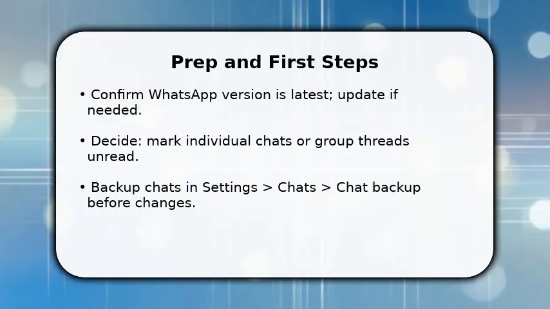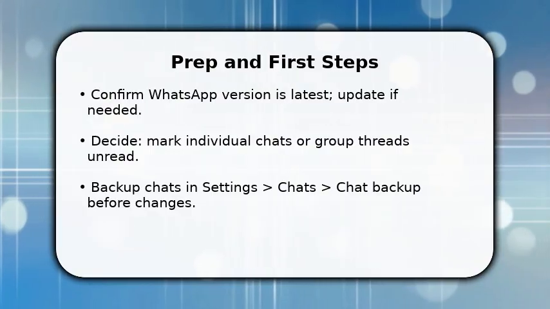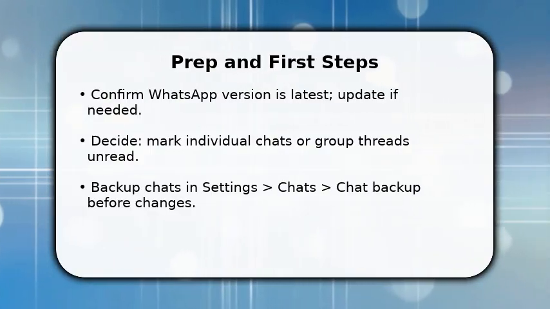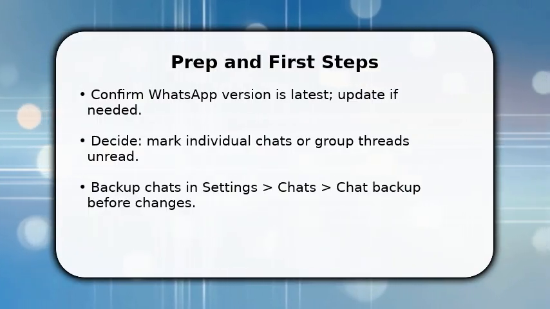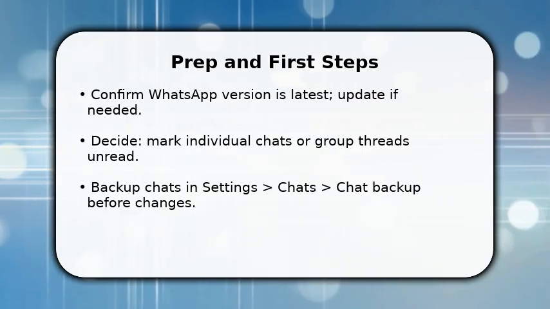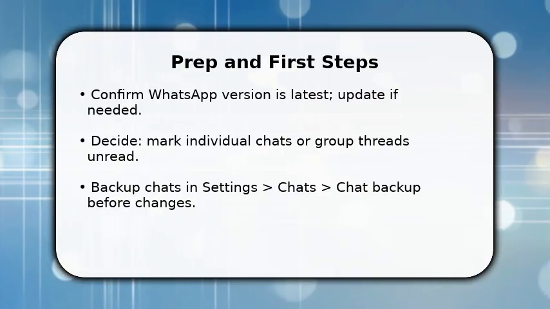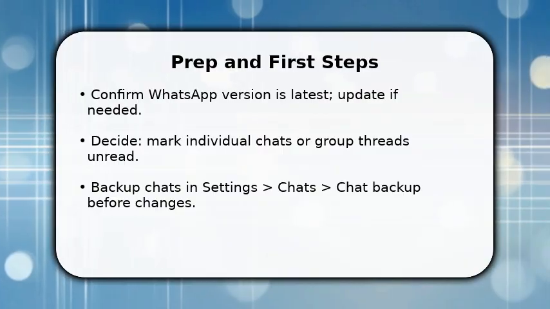Enjoy the video. You start by confirming WhatsApp is updated and your chats are backed up. This prevents data loss when you manipulate read states. Once done, open the chat list and long press a conversation on Android or swipe right on iPhone to reveal options. Make sure to note whether you want to mark one chat or multiple. Selecting multiple threads saves time.